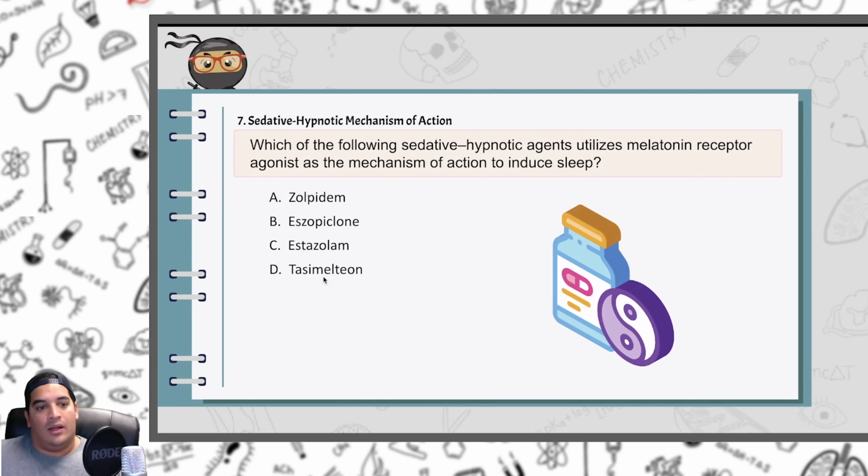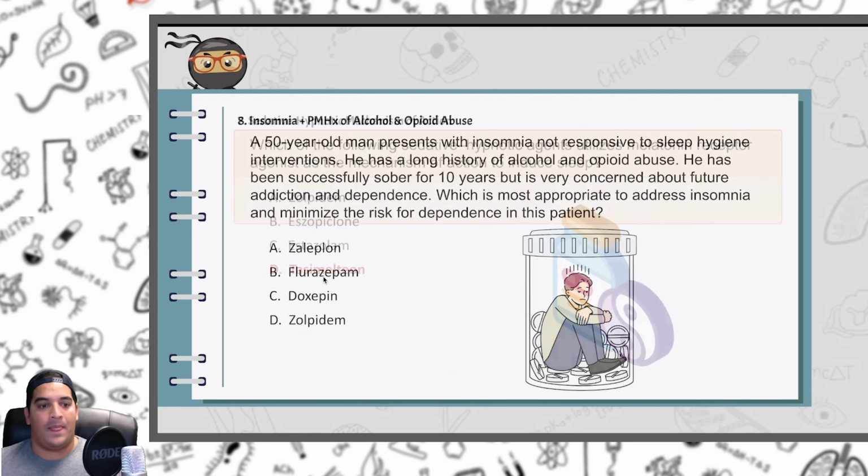Okay. Which of the following sedative hypnotic agents utilizes melatonin receptor agonist as the mechanism of action to induce sleep? All right, so we need a melatonin receptor agonist. This is usually Ramelteon or this other one called Tazimelteon. They're the same thing, but these would both be your melatonin receptor agonists that help to induce sleep. So they're good for sleep induction. So Tazimelteon or Ramelteon would be the best option here.